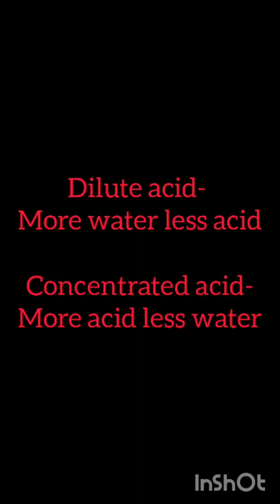Acids are of two types: dilute acid and concentrated acid. If the acid contains more water and less amount of acid, we call it a dilute acid. And if the acid contains more amount of acid and less water, we call it a concentrated acid.